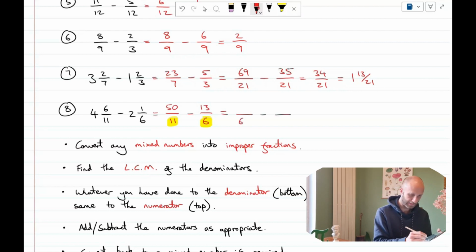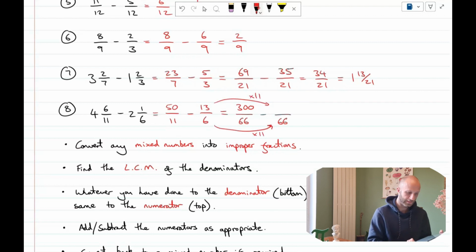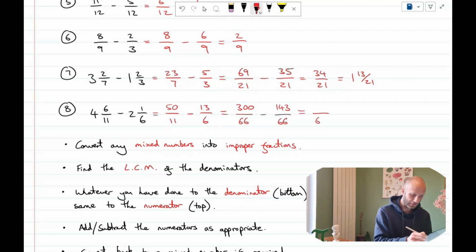So the common denominator here will be 66. So get them both ready to go. 11 times 6 is 66, so 50 times 6, which isn't too bad. And then 6 times 11 gives us this. So I've got to times the top by 11. So 130 plus another 13, so 143. I have made these numbers ugly. The principle is important, so then just subtract. They're going to be over 66, so this is going to be 157.